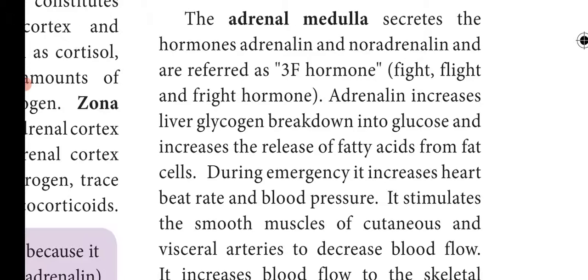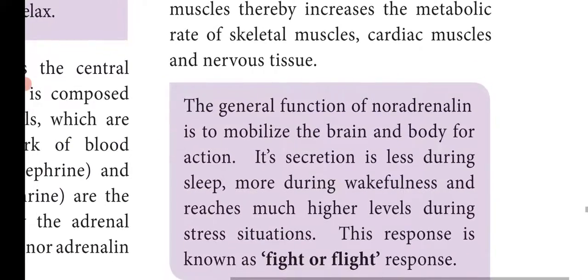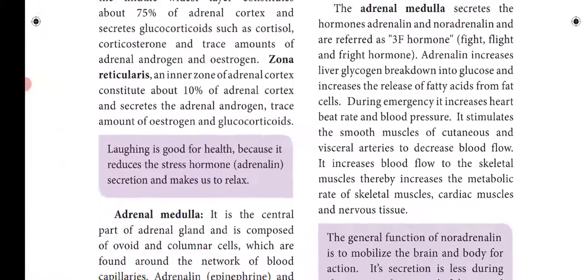The adrenaline increases the liver glycogen breakdown into glucose and increases the release of fatty acids from fat cells. And during the time of emergency, it increases the heartbeat and blood pressure. It stimulates the smooth muscles of the cutaneous and visceral arteries to decrease the blood flow. It also increases the blood flow to the skeletal muscles, thereby increasing the metabolic rate of skeletal muscles, cardiac muscles and nervous tissue. So the other name for this hormone is emergency hormone.